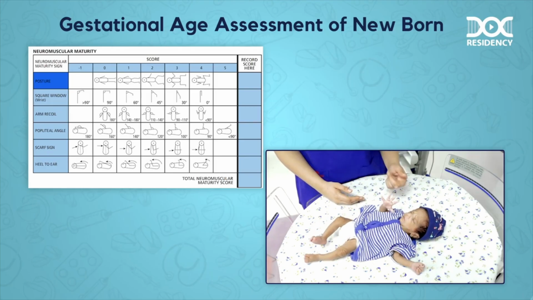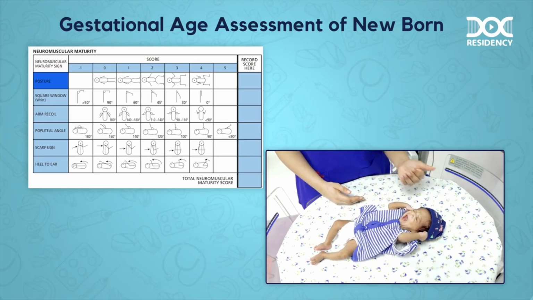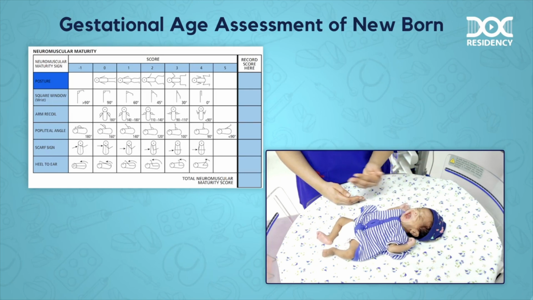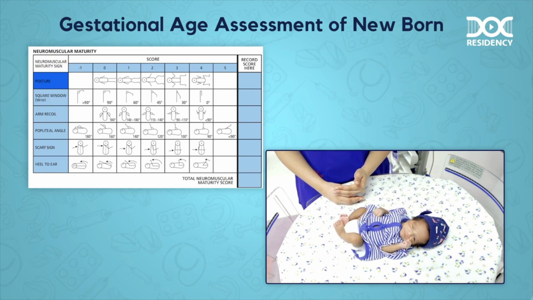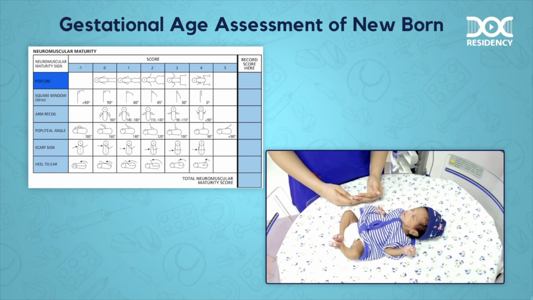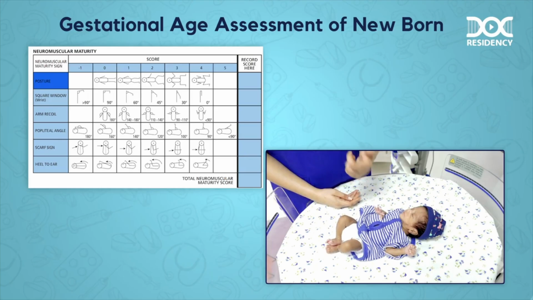ATNR can lead to increase in the extensor tone on the side the baby's face is turned to, both in the upper limb and the lower limb, and baby develops what is called a fencer's or archer's position, and there can be increase in the flexor tone on the opposite side.